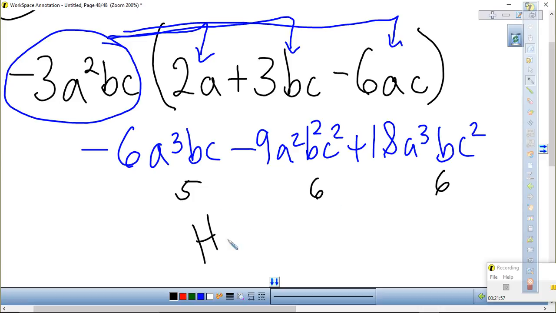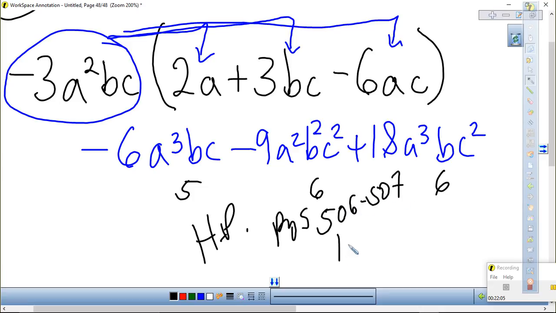Home plate for tonight is on pages 506, 507, and you're only doing numbers 1 through 23 odds.